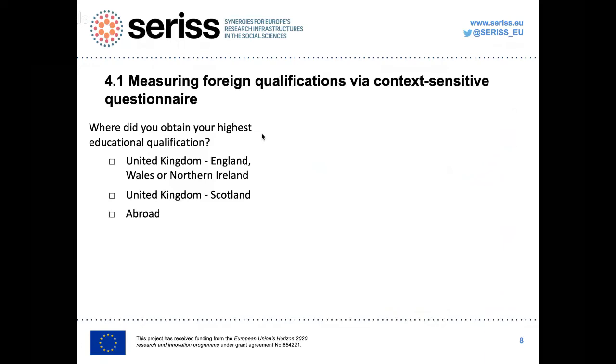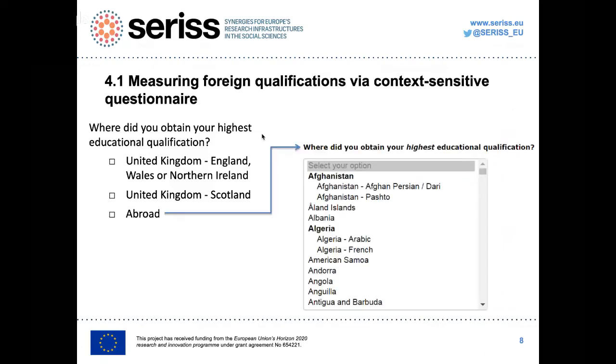So if somebody here says that they obtained the highest educational qualification abroad, they actually get a follow-up question which asks them where specifically they obtained the highest educational qualification. And here we have implemented a long list of countries, pretty much all countries in the world, which you can search through or scroll through and select, so that you then get the question on educational qualification just offering those qualifications as response categories that are relevant in that country. And I'll show you later what that actually looks like.